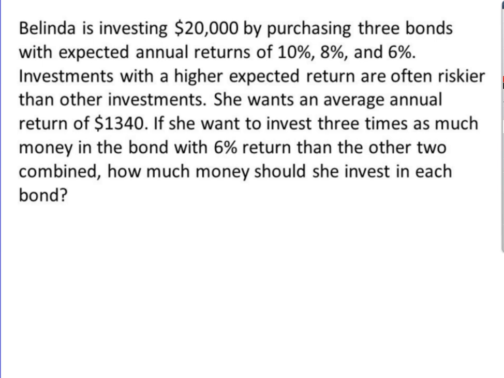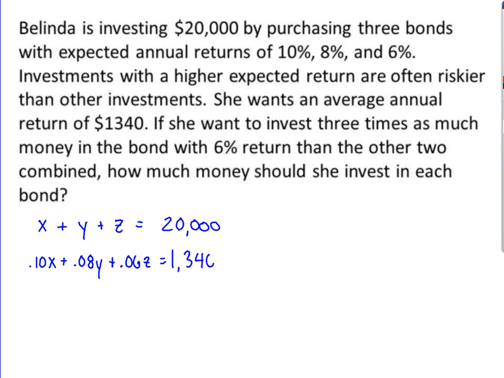So let's write our systems of equations. We have 3 different types. We have X, we have Y, and we have Z. And all together, she's going to invest $20,000. Now let's make the first one, your X value, your 10%. Your Y value, your 8% bond, and the Z value, your 6% bond, and together she wants to get a return of $1,340.